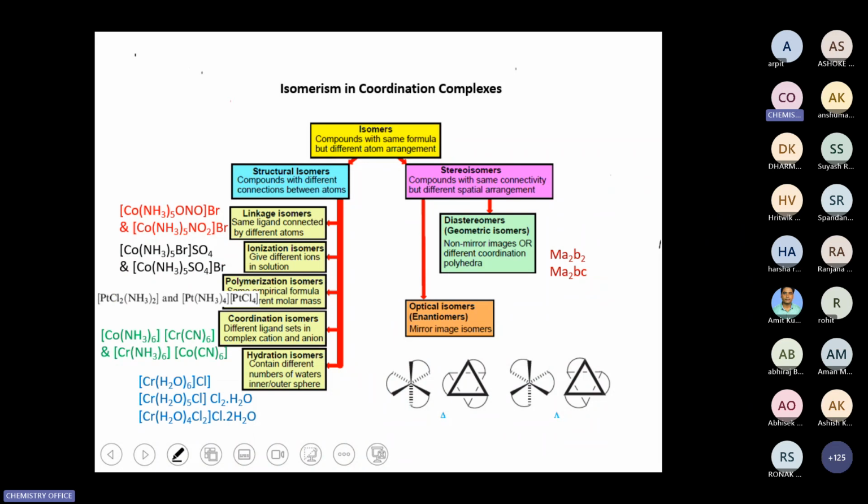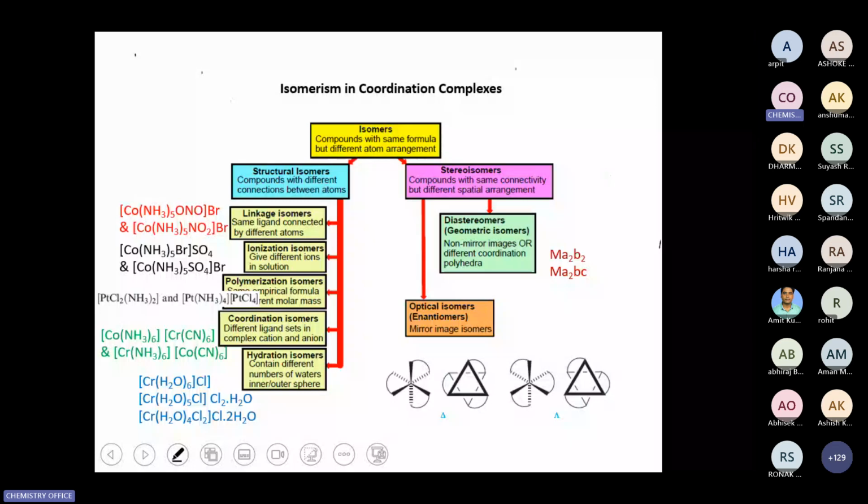Let's come to an important topic: isomerism in coordination complexes. As we know, isomers are molecules with the same molecular formula, but with some difference either in their structure or in their optical property. In coordination complexes, the arrangement of the ligands will be different.